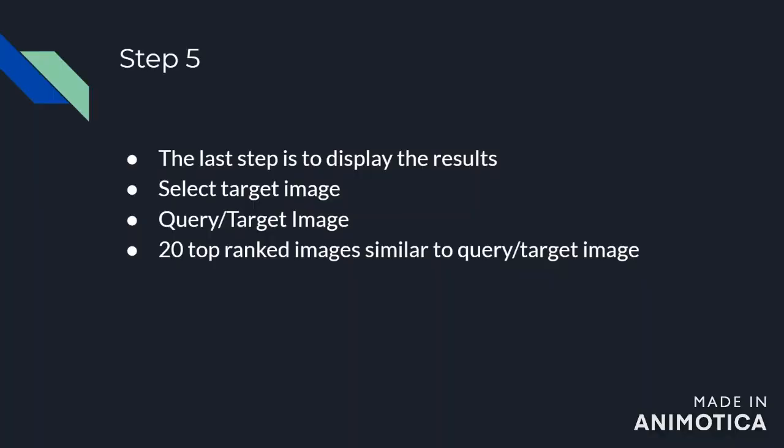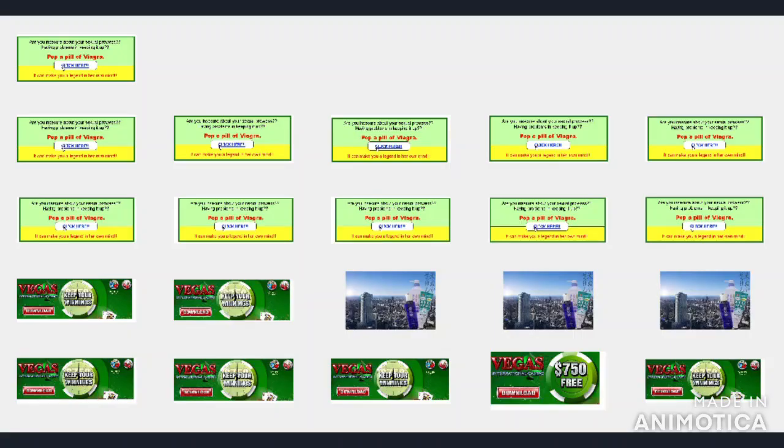Our last step was to display the results. So we had to select a target image, which was our query/target image, and then we ranked the top 20 images that were similar to our query or target image. And this is just an example.